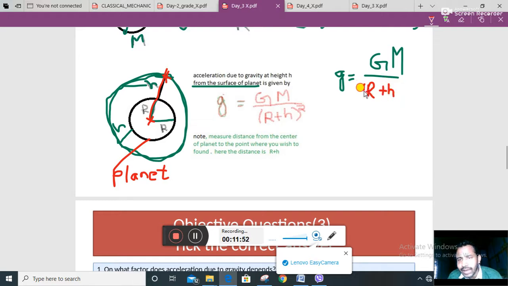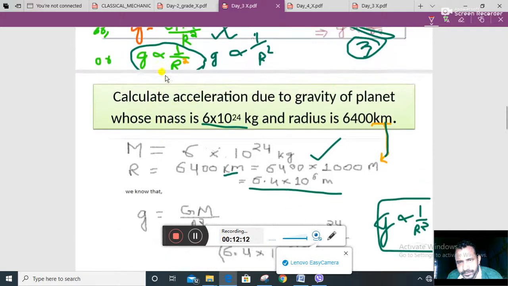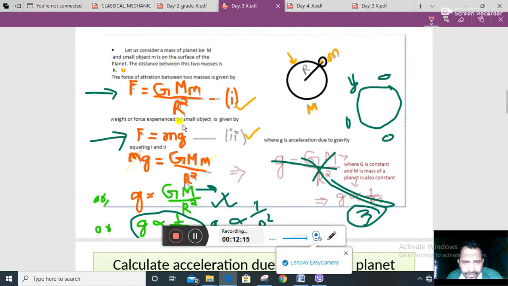I think you understood. I want to say it again because this is the main thing you should know. Actually g refers to GM by r square. Generally r square means the distance from the center of the planet to the center of the object. Let's go again to the upper slide. Here also r, generally g equals GM by r square, meaning from the center of this planet to the center of this object. But here there is a little distance between these. We ignore this because it is very small. 1 centimeter or 1 meter with respect to 1000 kilometers is neglected.